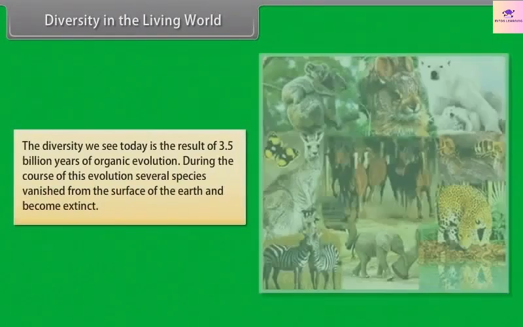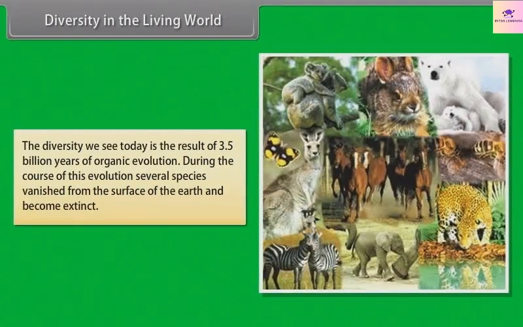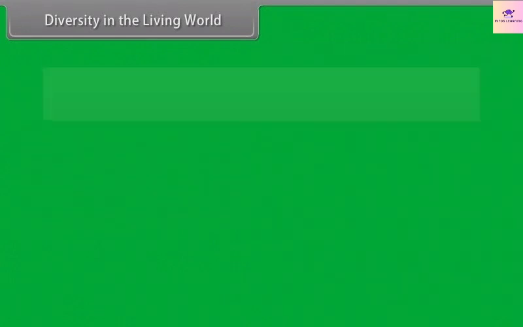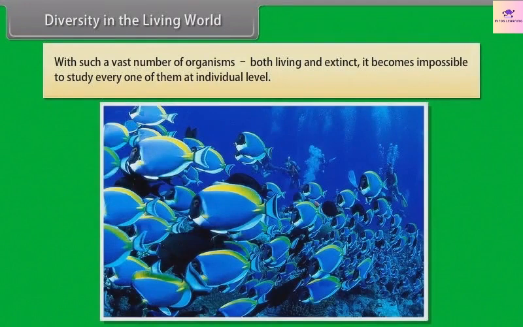The diversity we see today is the result of 3.5 billion years of organic evolution. During the course of this evolution, several species vanished from the surface of the earth and became extinct. With such a vast number of organisms, both living and extinct, it becomes impossible to study every one of them at the individual level.